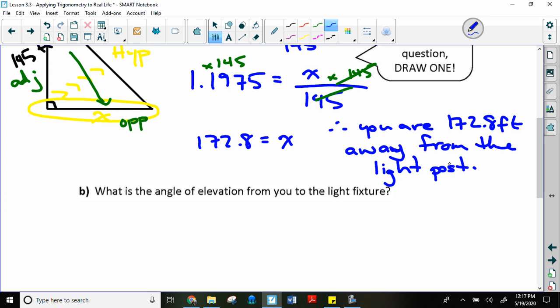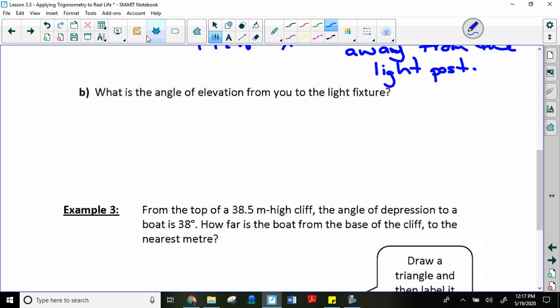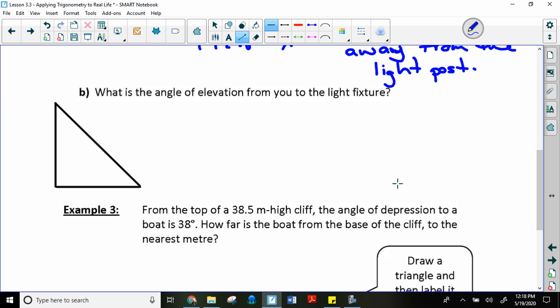What is the angle of elevation from you to the light fixture? Well, if we're thinking about our nice little triangle that I had up there, and then we had this and 145 feet and 50. What is the angle of elevation from you to the light fixture? What's this angle? How could we solve that? We don't even need to use SOHCAHTOA.